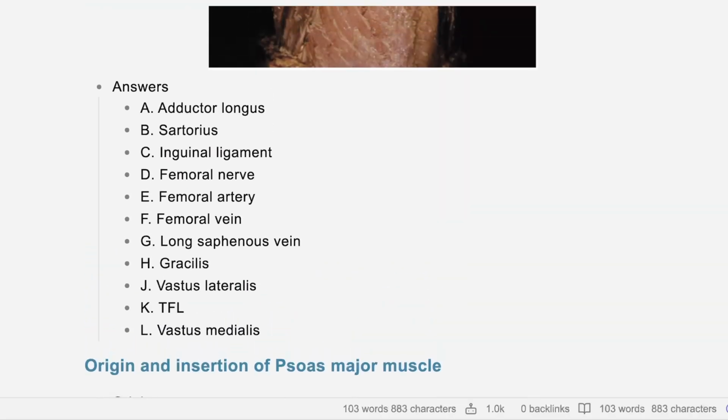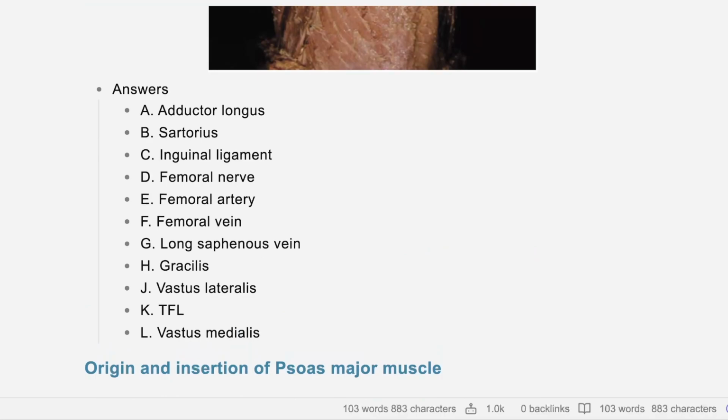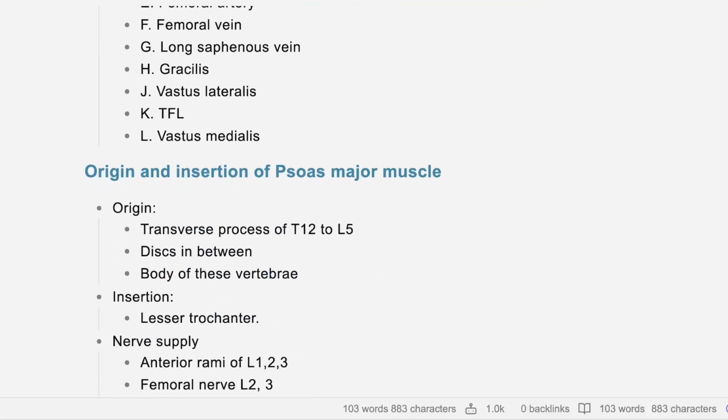What's the origin and insertion of the psoas major muscle? It arises from the transverse processes of T12 to L5 and the vertebral bodies in between, and also the intervertebral discs in between as well. It attaches to the lesser trochanter of the femur, and it's supplied by the femoral nerve, which is L1 and 2, and the anterior rami of L1, 2, 3. Let's see the answer. You see here.